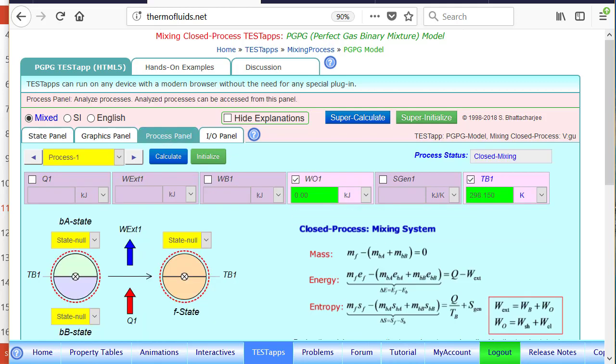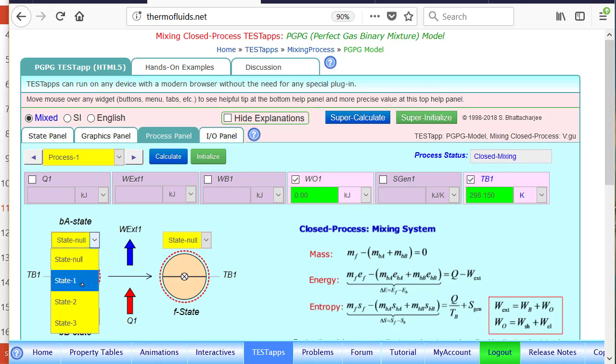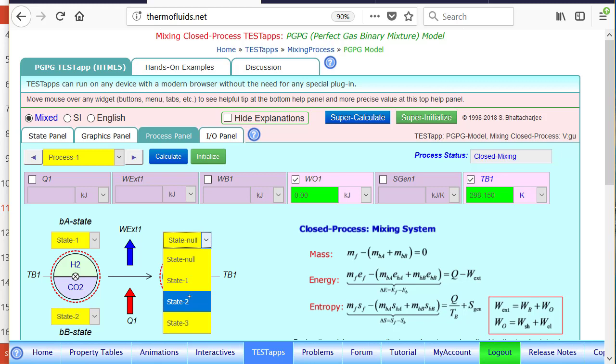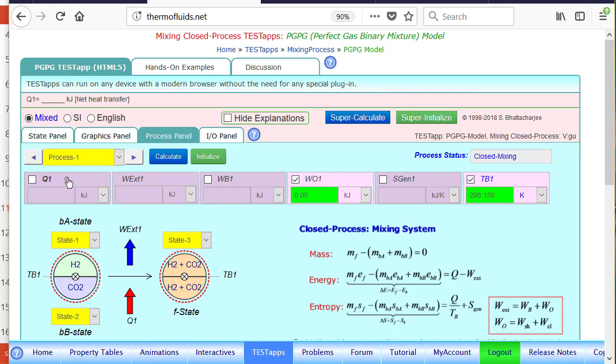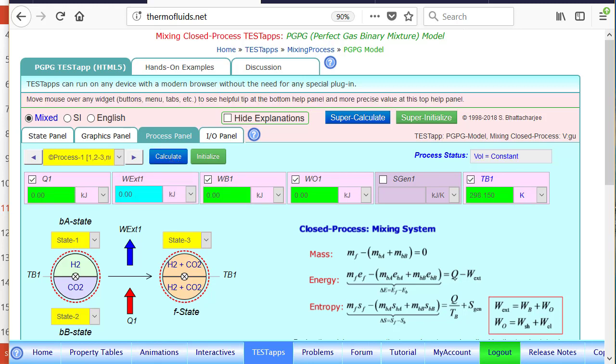So we go to the process panel, and we notice that the process is set up for this mixing problem because we chose a closed mixing app. State 1 is my beginning A state, and state 2 is my beginning B state, the two subsystems. And then the final state is state 3, which, as you can see, is hydrogen plus CO2. It shows up here. We have no heat transfer. We have no boundary work. The system volume doesn't change. So now if you do a calculate, it should solve the energy equation because Q equals 0, W external equals 0. And you can see that Q goes out, W goes out.